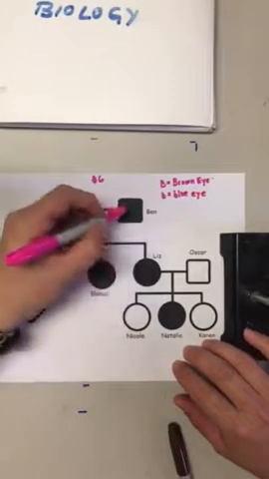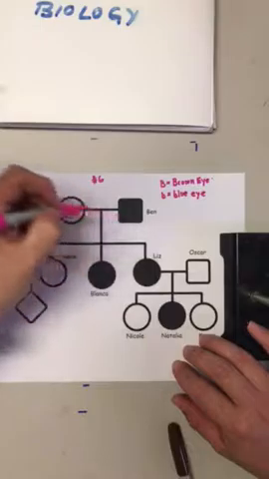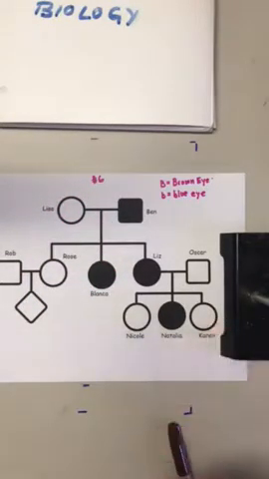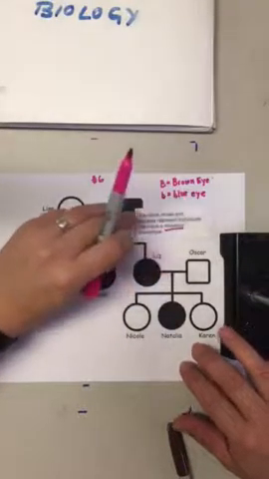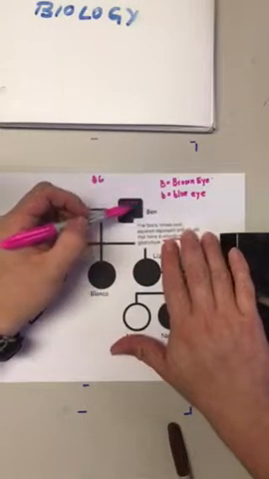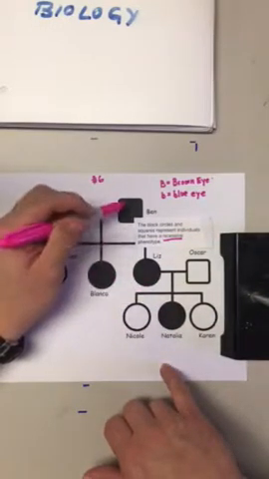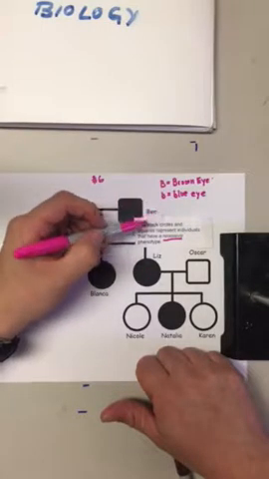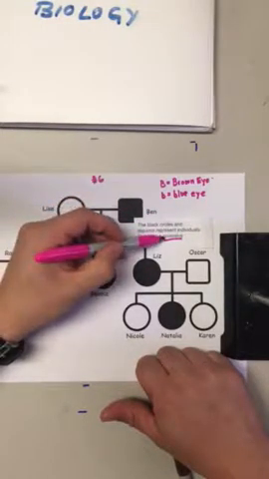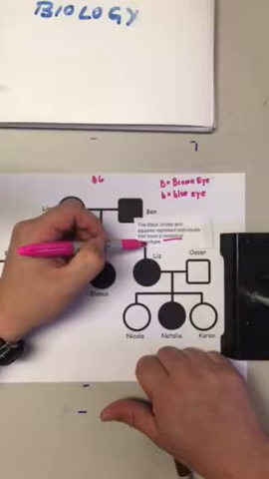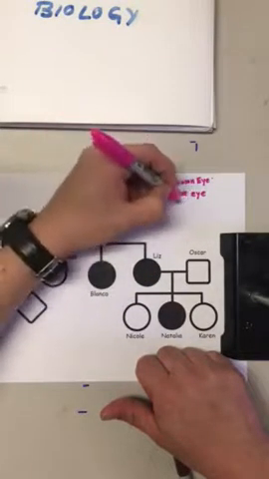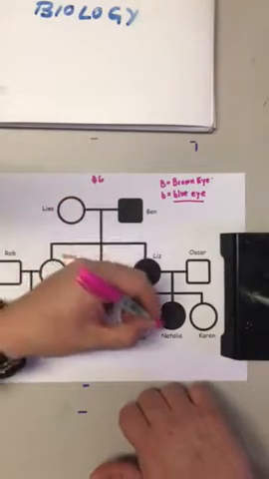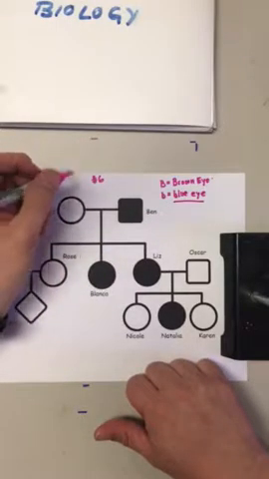Now, what we're going to try to figure out is what the genotypes of all these individuals are. But what we do need is a little piece of information. Whenever you see black circles and black squares, that means they have a specific phenotype. In this case, I'm telling you that they have a recessive phenotype. The recessive phenotype is blue eyes. So Ben, Blanca, Natalia, and Liz all have blue eyes.